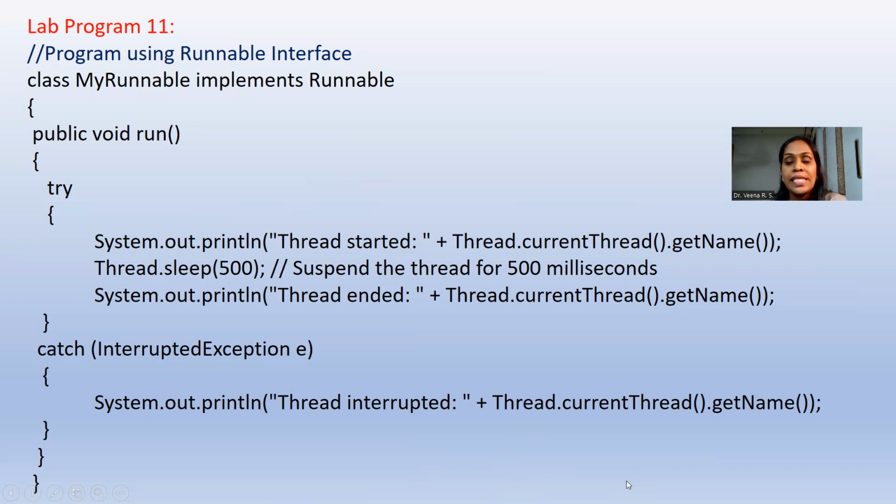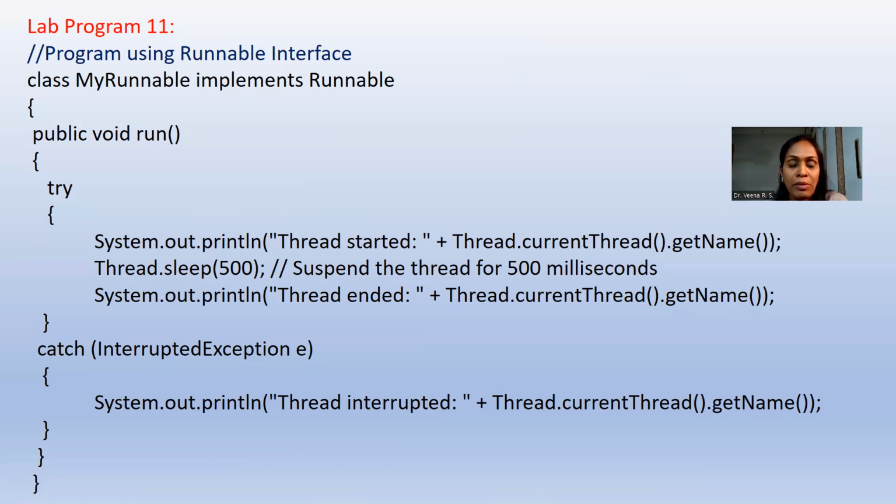So first it will check which is the current thread. From that current thread, it will read the name of the thread, and that name of the thread will be displayed along with the message "thread started". After that, suppose I want to suspend a thread for 500 milliseconds. So we have written Thread.sleep(500).